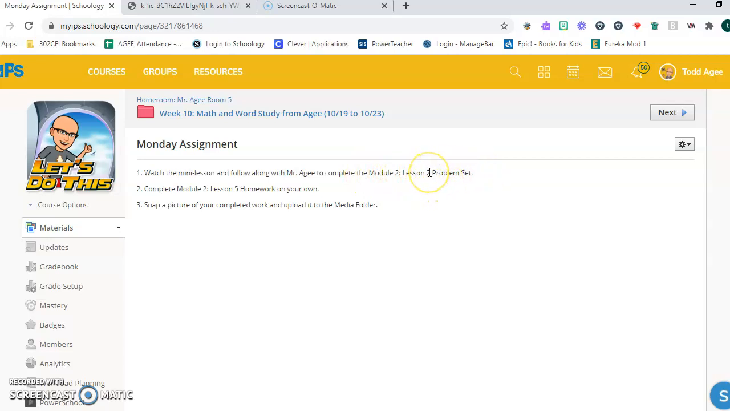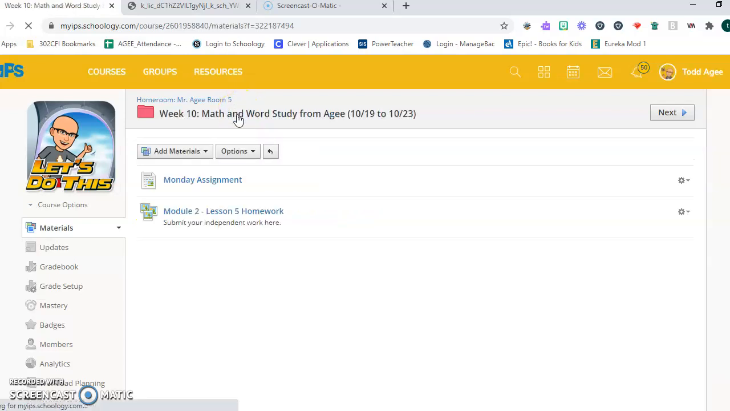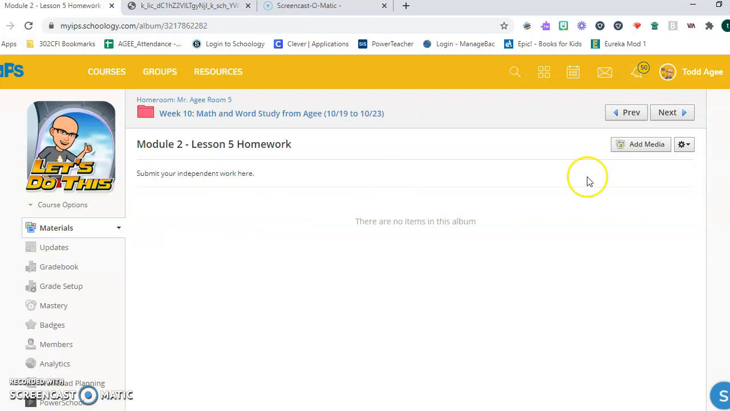This is going to get updated. It's actually Lesson 5. That's my mistake. And then it says complete Module 2 Lesson 5 homework on your own, and then snap a picture of your completed work and upload it to the media folder. The media folder is right here. You can see the pictures right here, Module 2 Lesson 5 homework. This is where you're going to click in, and you're going to click this button that says add media after you take pictures of your finished work.